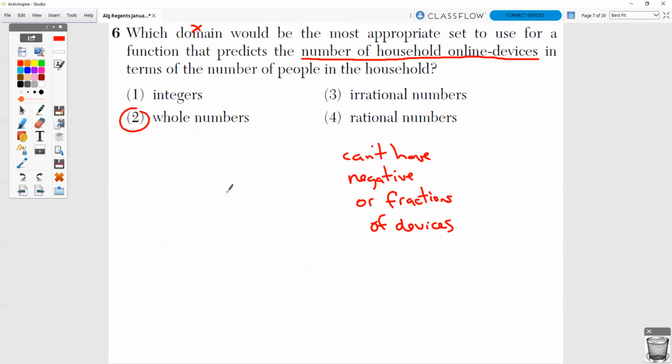In question number 6, which domain would be the most appropriate set for the number of household online devices? Can you have a partial number of devices? Can you have half of a laptop? No, doesn't make any sense. So we can't have rational numbers. Can you have a negative number of laptops? No, that doesn't make any sense. So we can't have irrational numbers because that's a decimal. We can't have rational numbers because that's a decimal. We can't have integers because those could be negative numbers. So it has to be whole numbers. Whole numbers are 0, 1, 2, 3, 4, 5, etc.